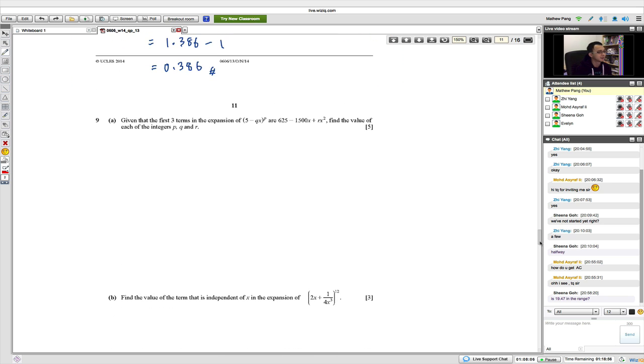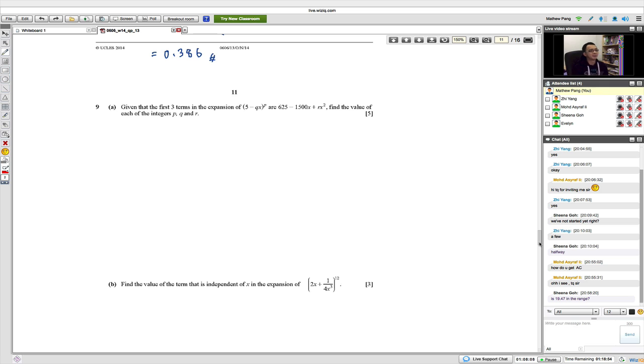Okay, 9a will be the binomial. So binomial, given that the first 3 terms in the expansion is this one. Find the values of each of the integers p, q, and r. So basically, you have to solve this one because the question gives you 5 marks, so you will need to do something. So I will write (5 minus qx) power of p.